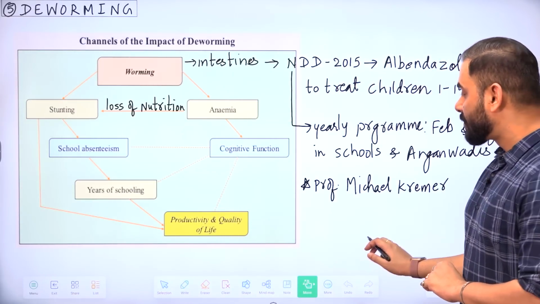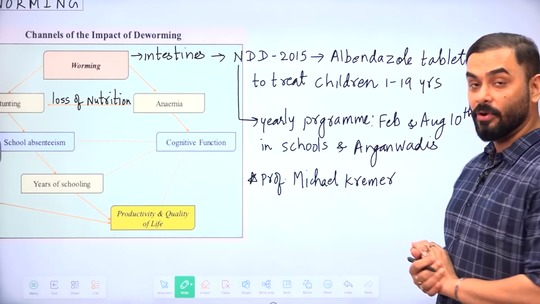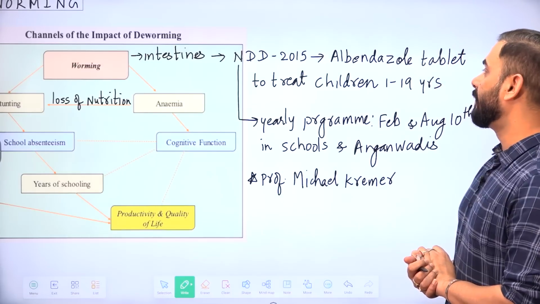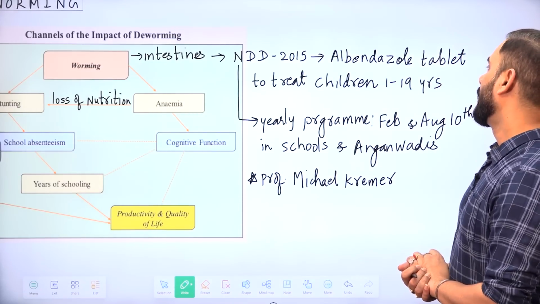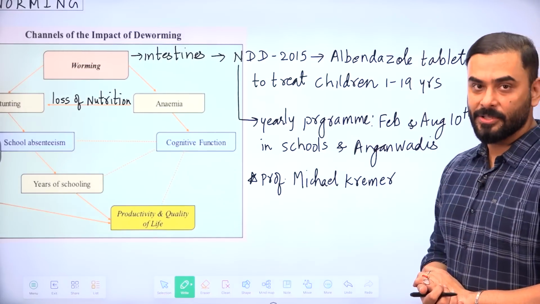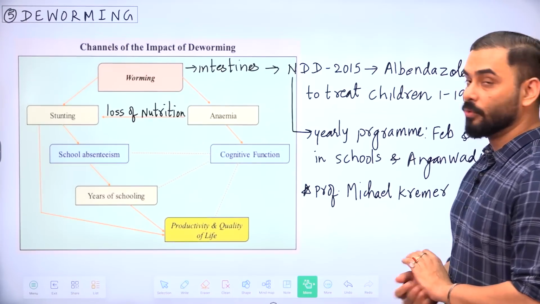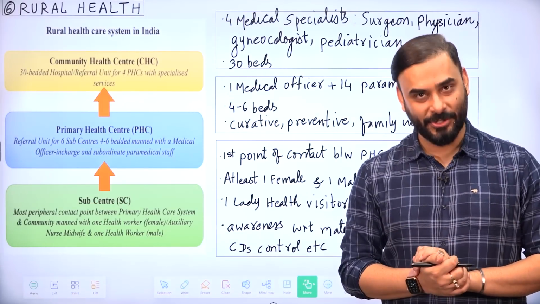So Government of India started to celebrate February 10th and August 10th as National Deworming Day from 2015 onwards, and the Government of India has started to use the tablet albendazole to treat children between 1 to 19 years for problems related to worming. Now guys, let us look at the rural healthcare structure in India.